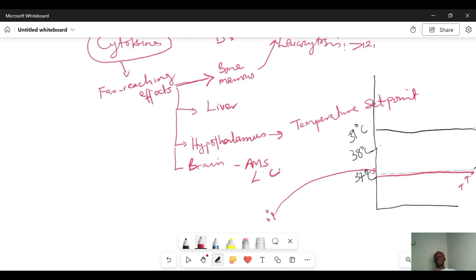Now, this altered mental status is what is captured in the scoring systems for organ dysfunction. Of course, altered mental status is evidence that there is a brain dysfunction, the brain being an organ itself. So it's captured in all of these scoring systems that we discussed in the previous video, especially the SOFA, the Sequential Organ Failure Assessment score.